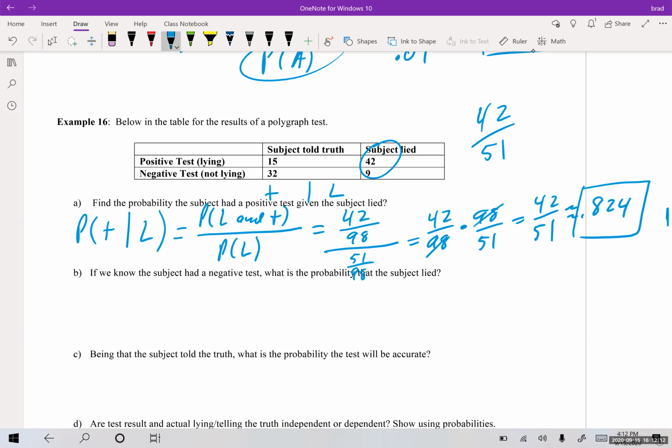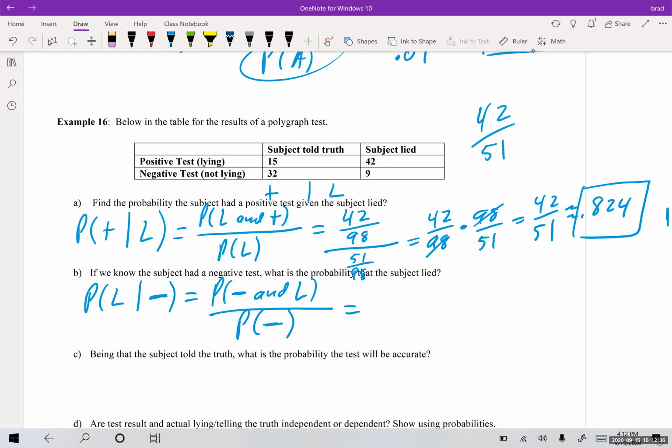If we know the subject had a negative test, what is the probability that the subject lied? So probability they lied given that they had a negative test result. Okay, so that's going to be probability of negative test result and lied divided by the given, which is negative test result. Okay, so now we got to do the same thing I did last time. We take our little drawing and we do negative and lying. So here's negative and here's lying. So right here at the 9, I think that was, yeah, that was a 9. So I'm going to do 9 out of, and then negative test result out of 41.